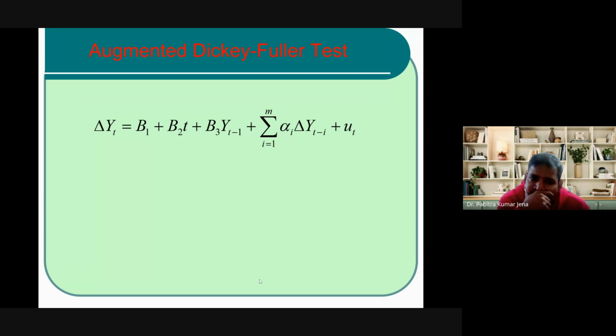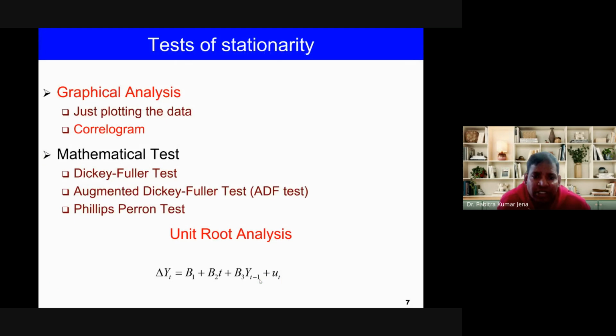Delta yt equals beta 1 plus beta 2 t plus beta 2 yt minus 1 plus the summation of alpha i delta yt minus i, where i runs from 1 to m. So this is the summation form of the delta yt. By taking the lag of delta yt and adding it in as an independent variable, we are solving the autocorrelation problem that arises in the Dickey-Fuller test. So that's why the augmented Dickey-Fuller test is more accurate compared to the Dickey-Fuller test. I think you got the concept of why we use the augmented Dickey-Fuller test. Is it clear?